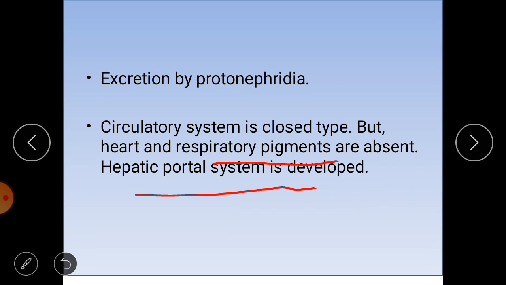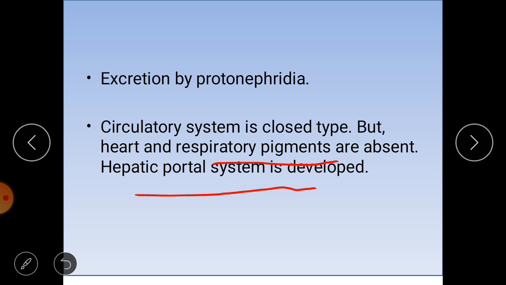But in the case of these primitive, low chordates, they don't have any such complex structures. Instead, they have a circulatory system where the fluid moves throughout the system, but without the presence of pigment or even the heart. Okay, and again they have a hepatic portal system.